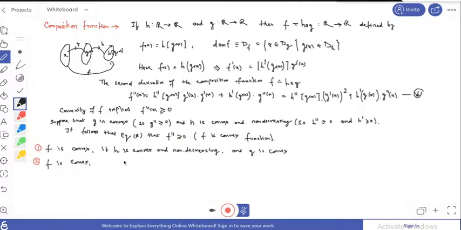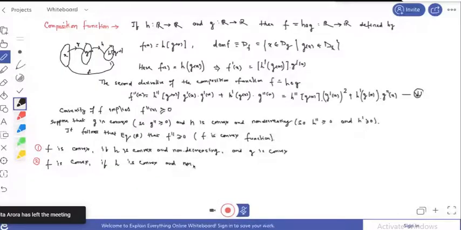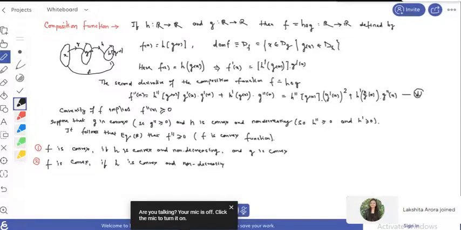Okay, so here H is convex and non-decreasing. Why non-decreasing? Here we take this is positive one. Okay, and here G, if we take G double prime is concave. If we take concave, this is less than 0. So that's why we take this is also less than 0. That's less than 0 means this is non-increasing. Okay.